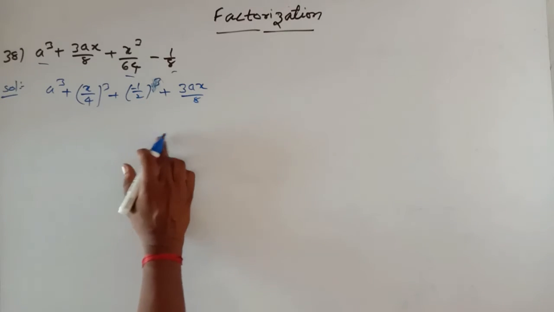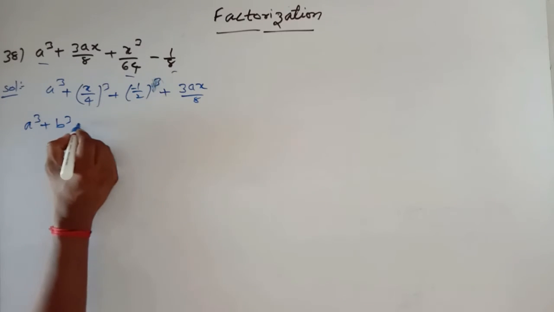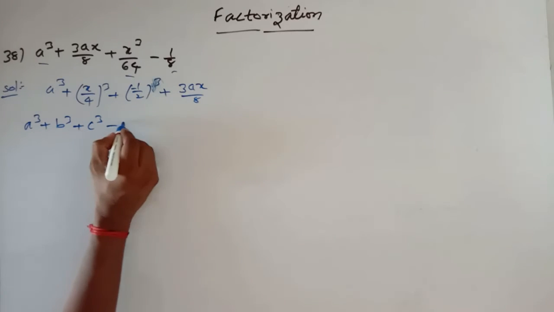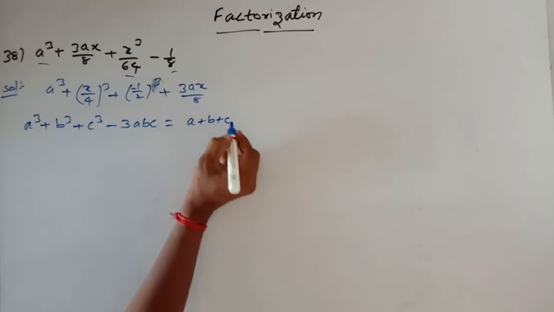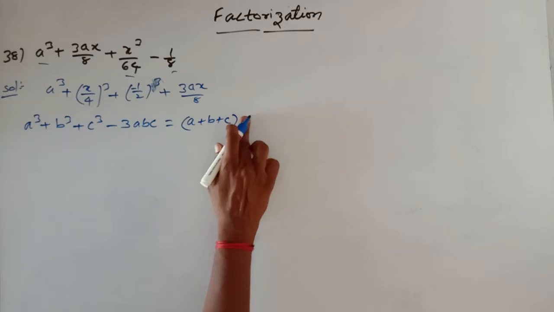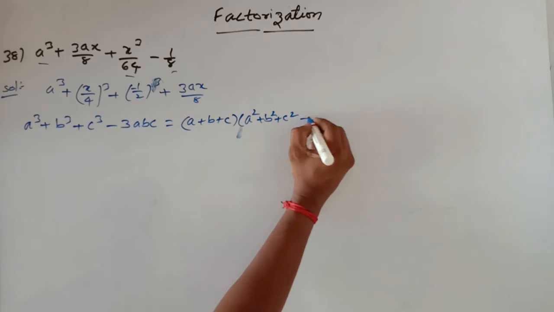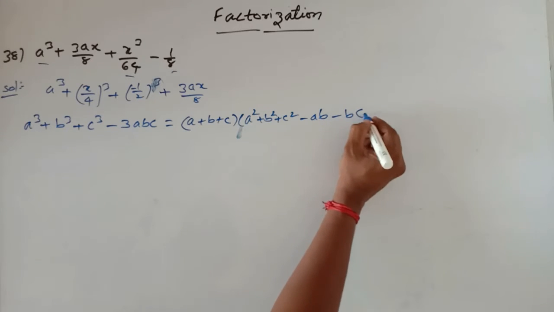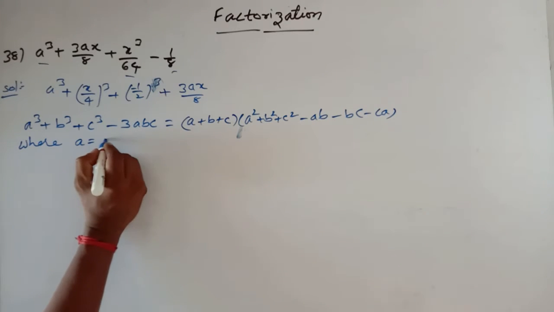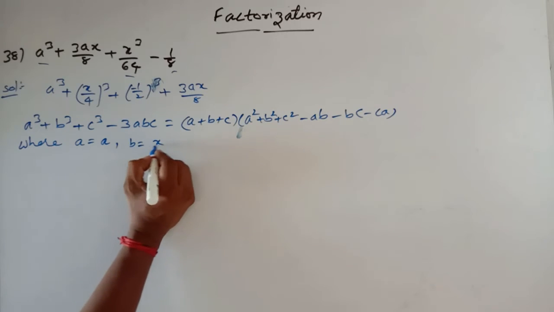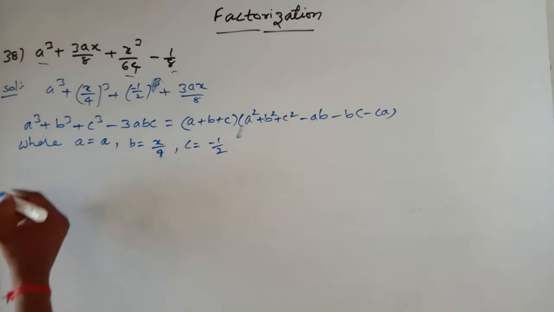Now it is in the form of a cube plus b cube plus c cube minus 3abc is equal to, formula is a plus b plus c into a square plus b square plus c square minus ab minus bc minus ca, where a equal to a, b equal to x by 4, comma c is equal to minus 1 by 2. So I am going to substitute.